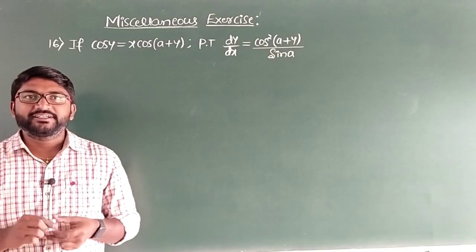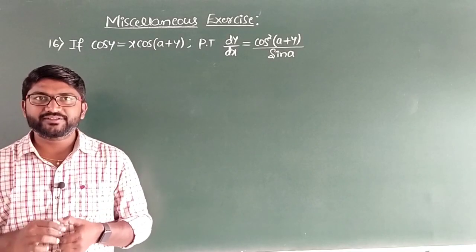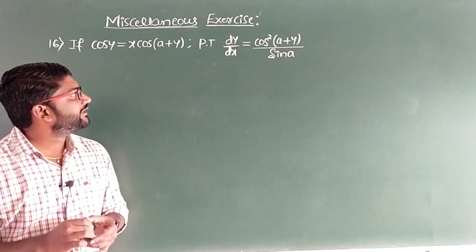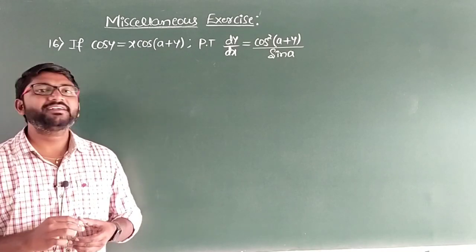Well, the next question is question number 16. If cos y equals x into cos of (a plus y), then prove that dy by dx equals cos square (a plus y) divided by sin a.